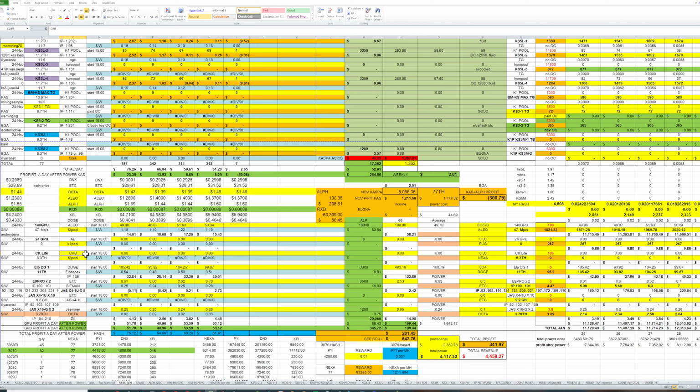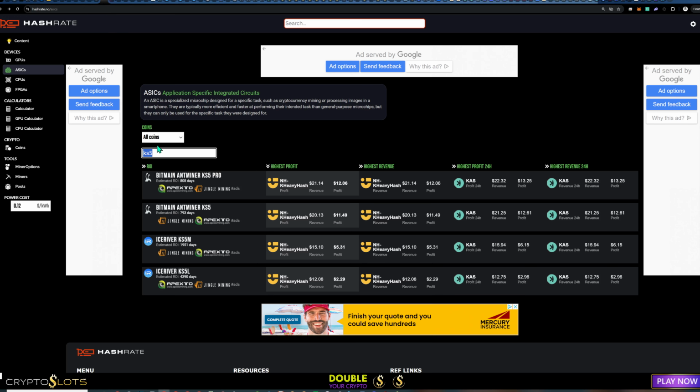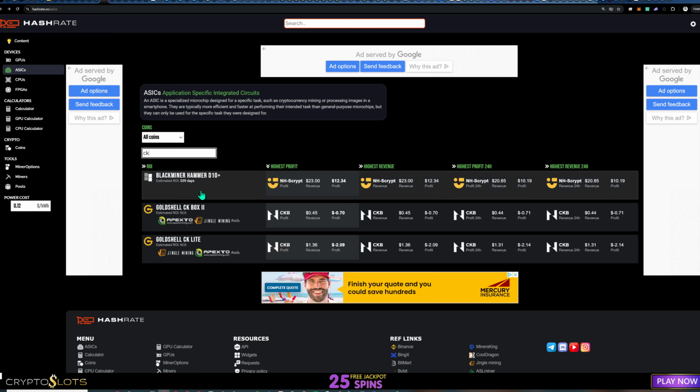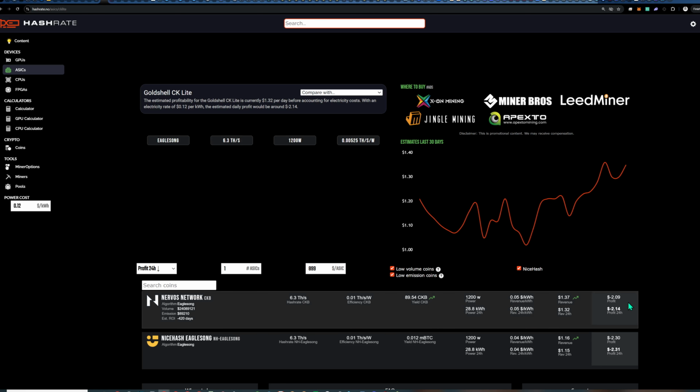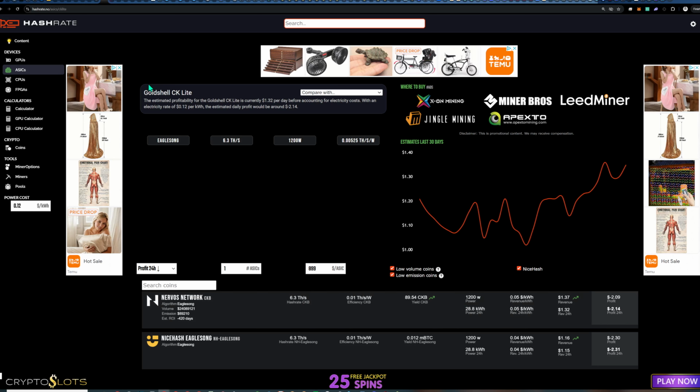CKB or CK Lite miner, 6.3 terahash, is that what it is? Let me see. Those are not profitable. Last time I checked, the CK was not profitable. CK Lite, right there, 6.3 terahash. Yeah, if I'm trying to do CK, it's still negative $2.